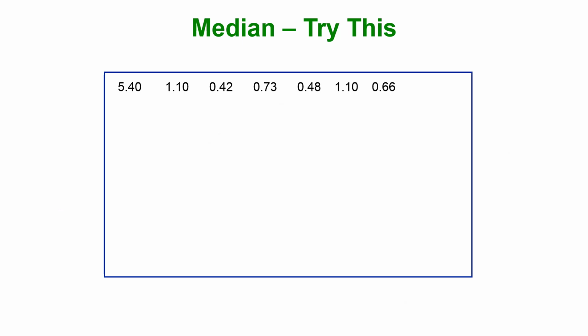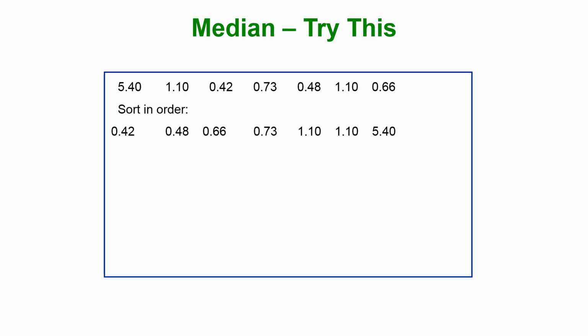Okay, so let's take a look. First, sort it in order, rank it. So is this what you got when you ranked it? 0.42, 0.48, 0.66, 0.73, 1.10, 1.10, and 5.4.